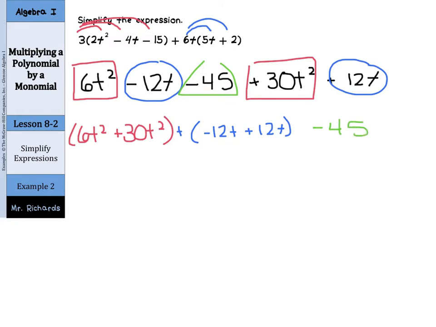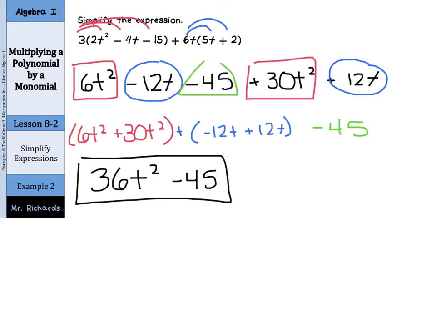And so 6t squared plus 30t squared is 36t squared. And then our negative 12t plus 12t is 0t. So 0 times anything is 0, so we don't need to write this in our simplified expression. And then we have the minus 45. And that's it. 36t squared minus 45 is our simplified expression.